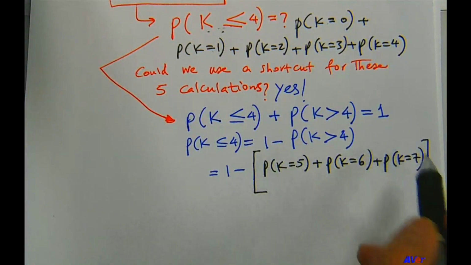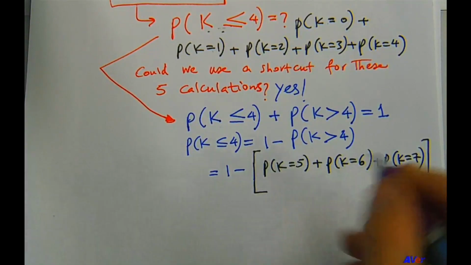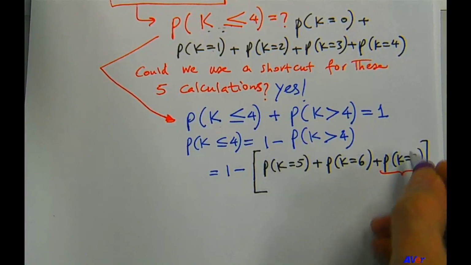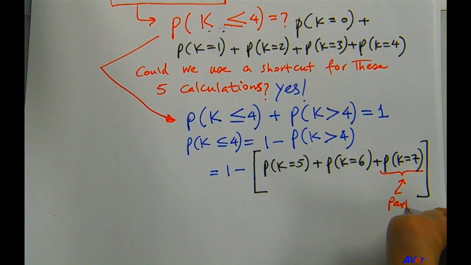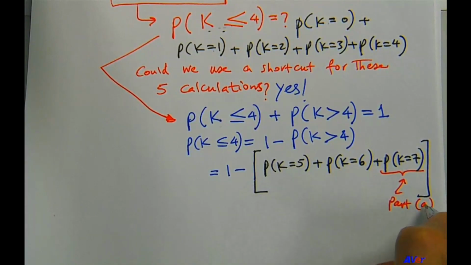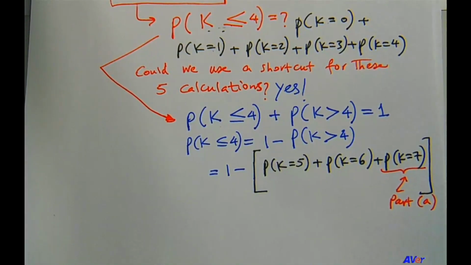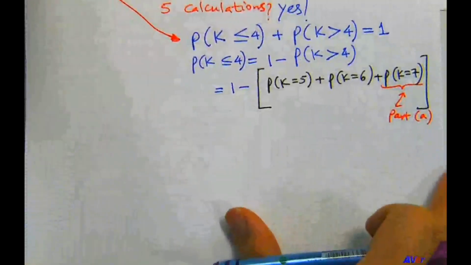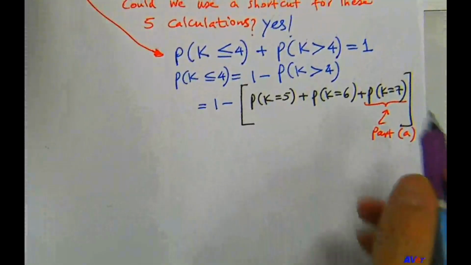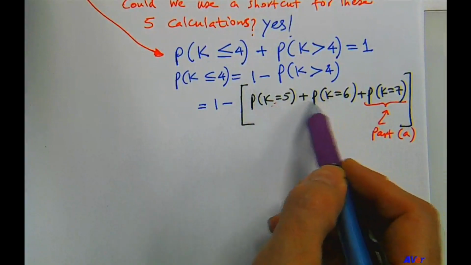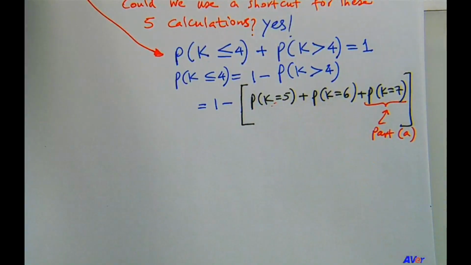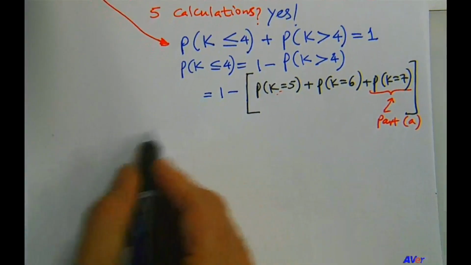By the way, remember this one? This piece, probability that k is equal to 7, we already calculated this in part A. Let me move this up. We already calculated this piece in part A. So we really have to do 2 calculations. So let's do that. So I'm going to start from here.